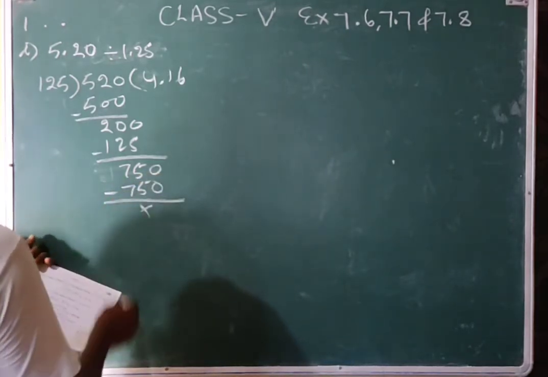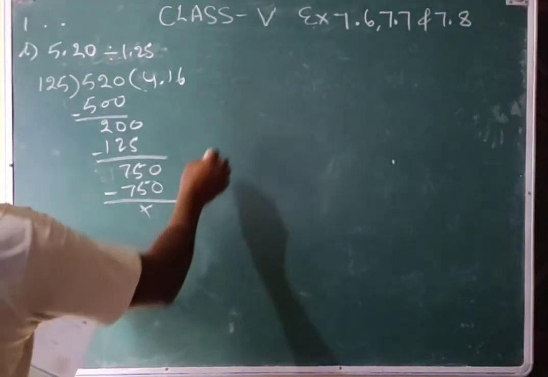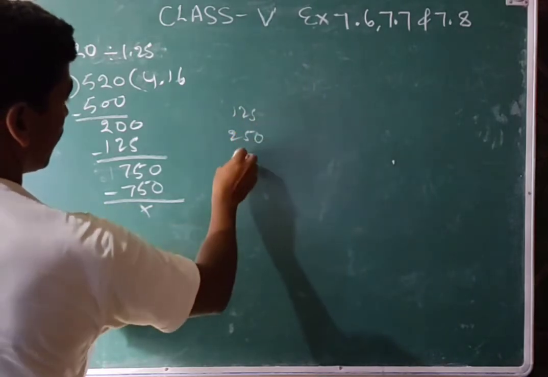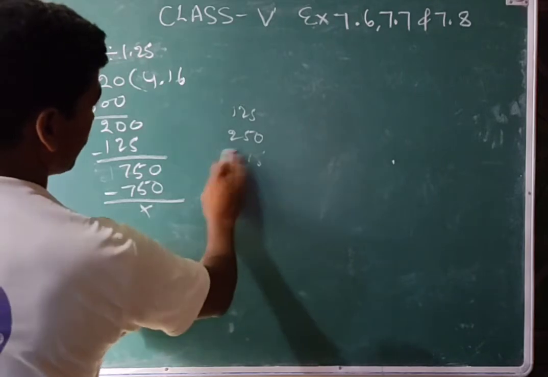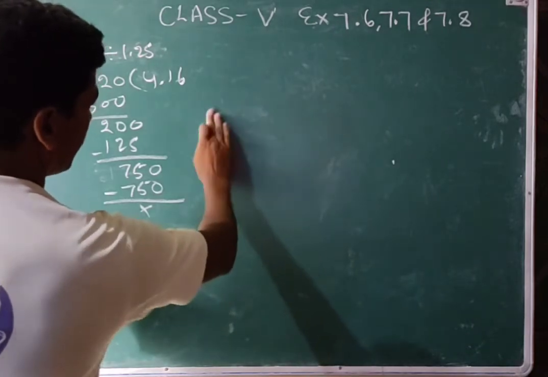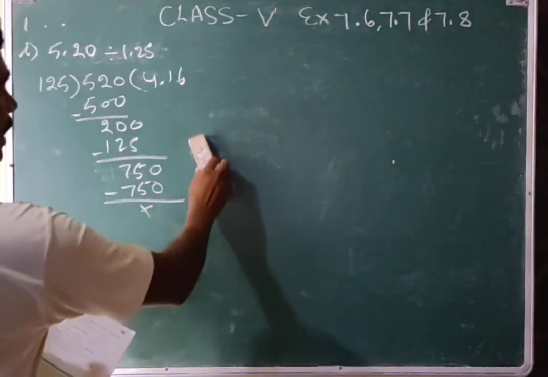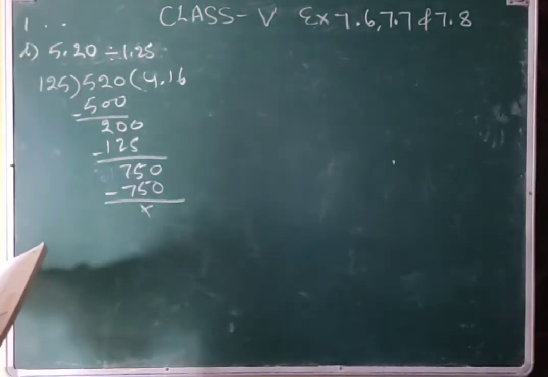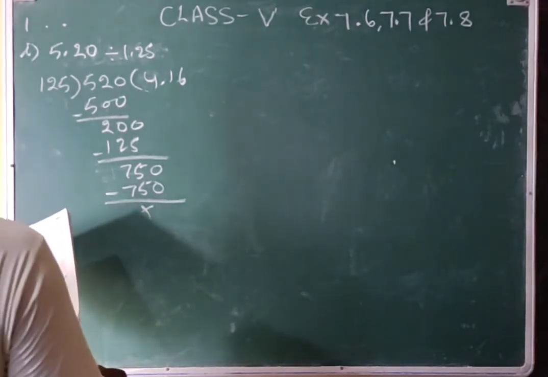Nothing is left. If you are not able to read the table of 125, then you can write the table of 125 like this: 250 and then 375. So similarly you can write by addition or by multiplication also. Two methods are here, by addition or by multiplication. And then the second part.